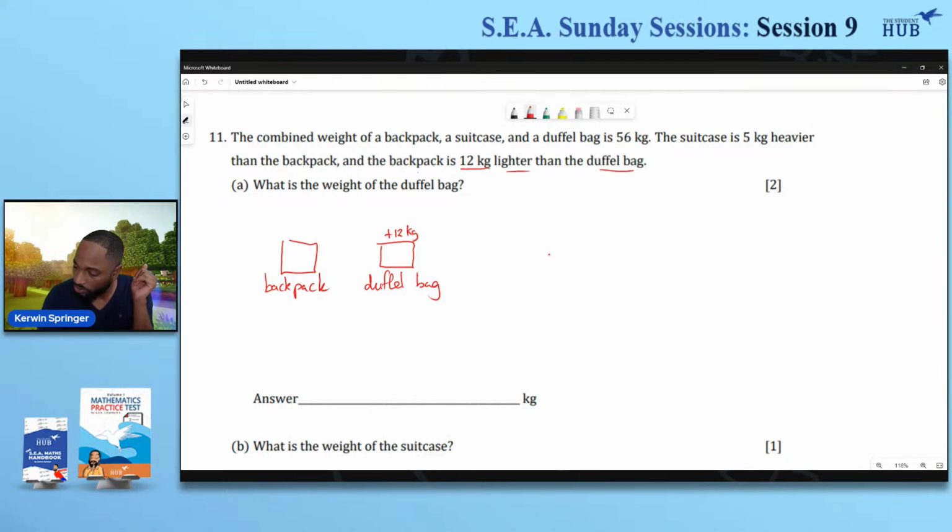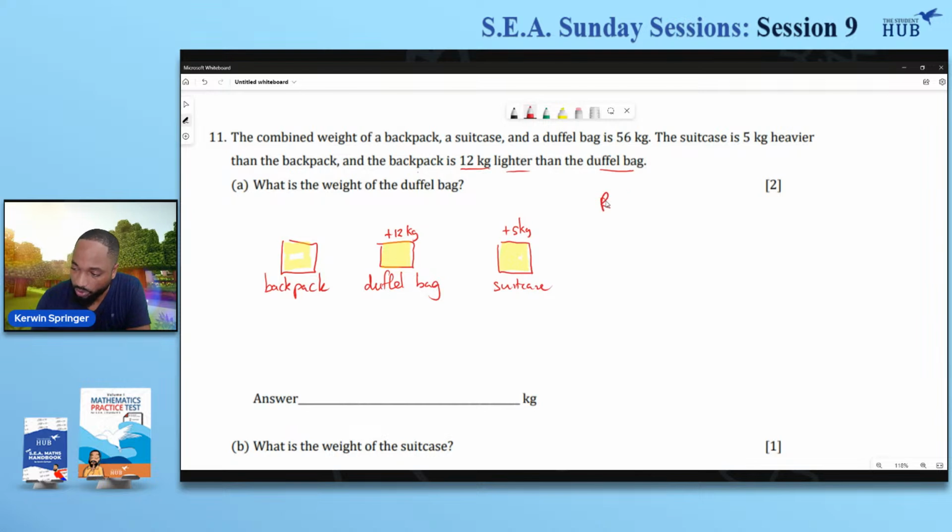And who else? The suitcase is 5 kg heavier than the backpack. Oh my gosh, so it's just 5. So I don't even need to add on the extra 12. You understand? So we have the backpack weight. I said some confusing things just now. We have the backpack weight. The duffel bag is 12 kilograms plus the backpack weight, and the suitcase is 5 kilograms plus the same backpack weight.